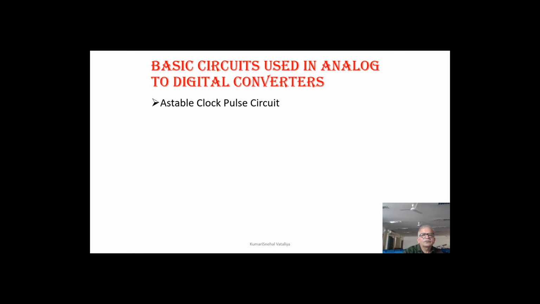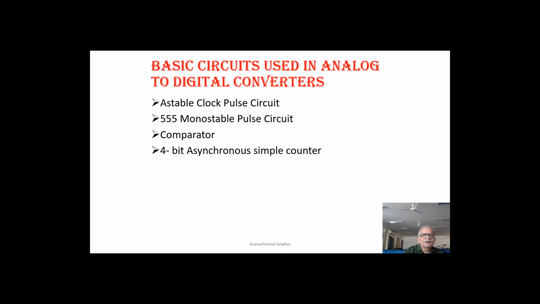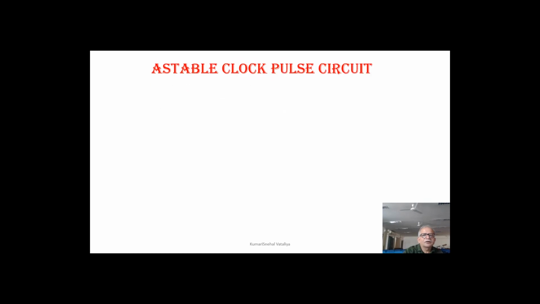Astable clock pulse circuit, 555 monostable pulse circuit, comparator circuit, 4-bit asynchronous simple counter, DAC R2R ladder circuit, sample and hold circuit, AND gate operation. Now these different blocks together make a system which is an ADC.